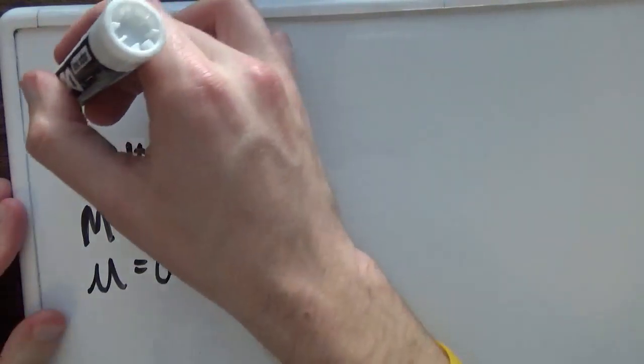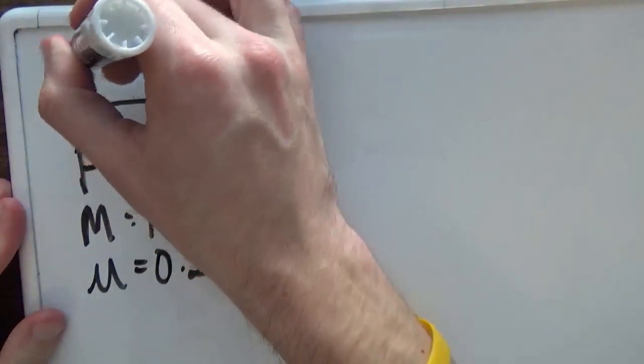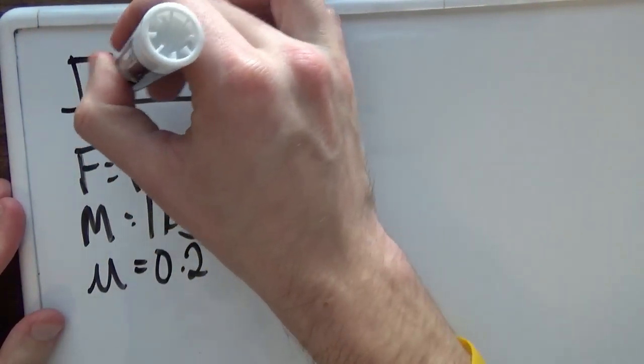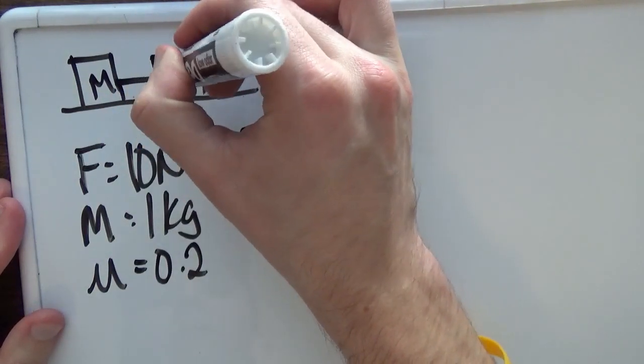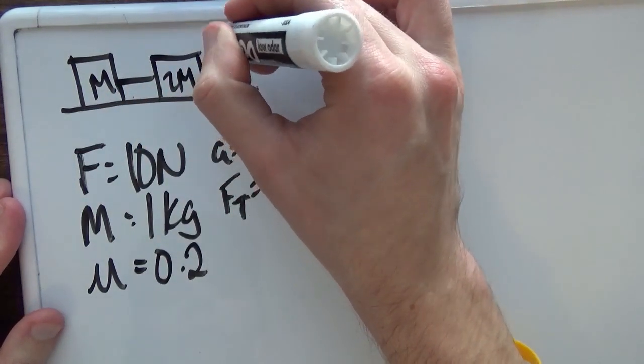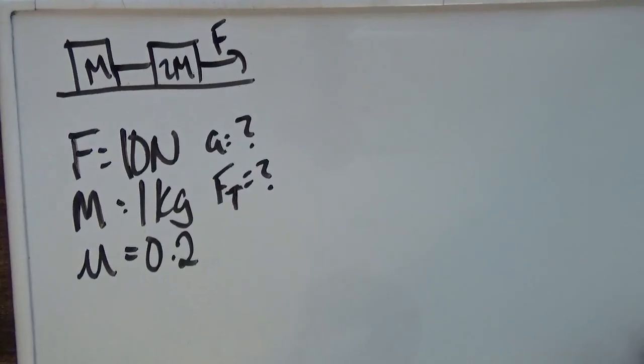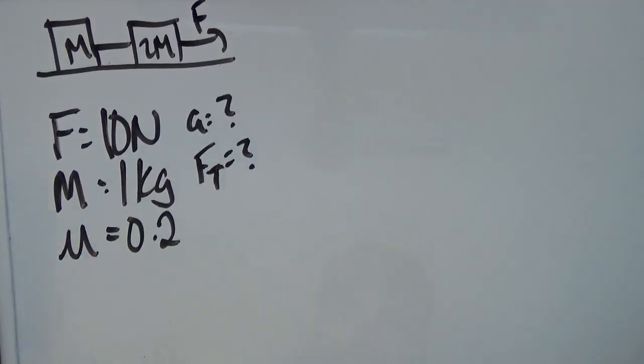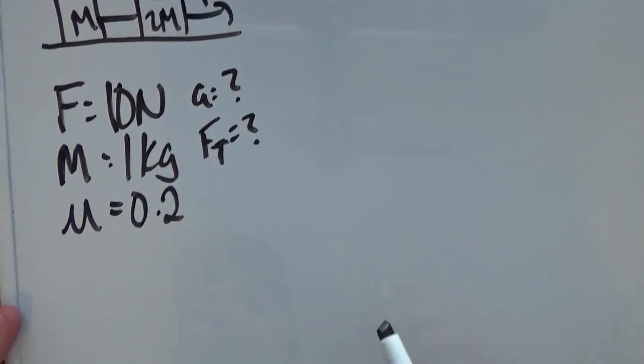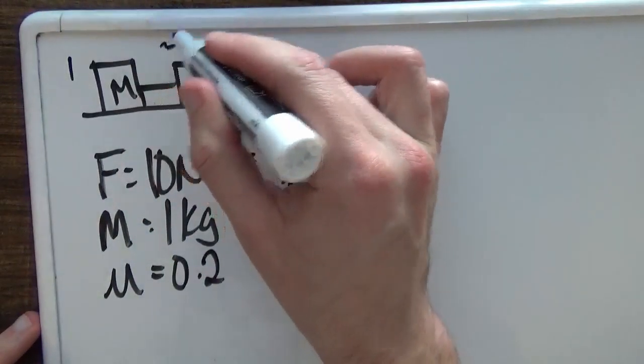So our first problem, which was number 2 actually in the packet, right? We have a block M connected to another block of mass 2m and a force F pulling to the right, right? So, first step in any good old Unit 2 problem is to draw free body diagrams. So I guess I'll make this block 1 and this block 2.